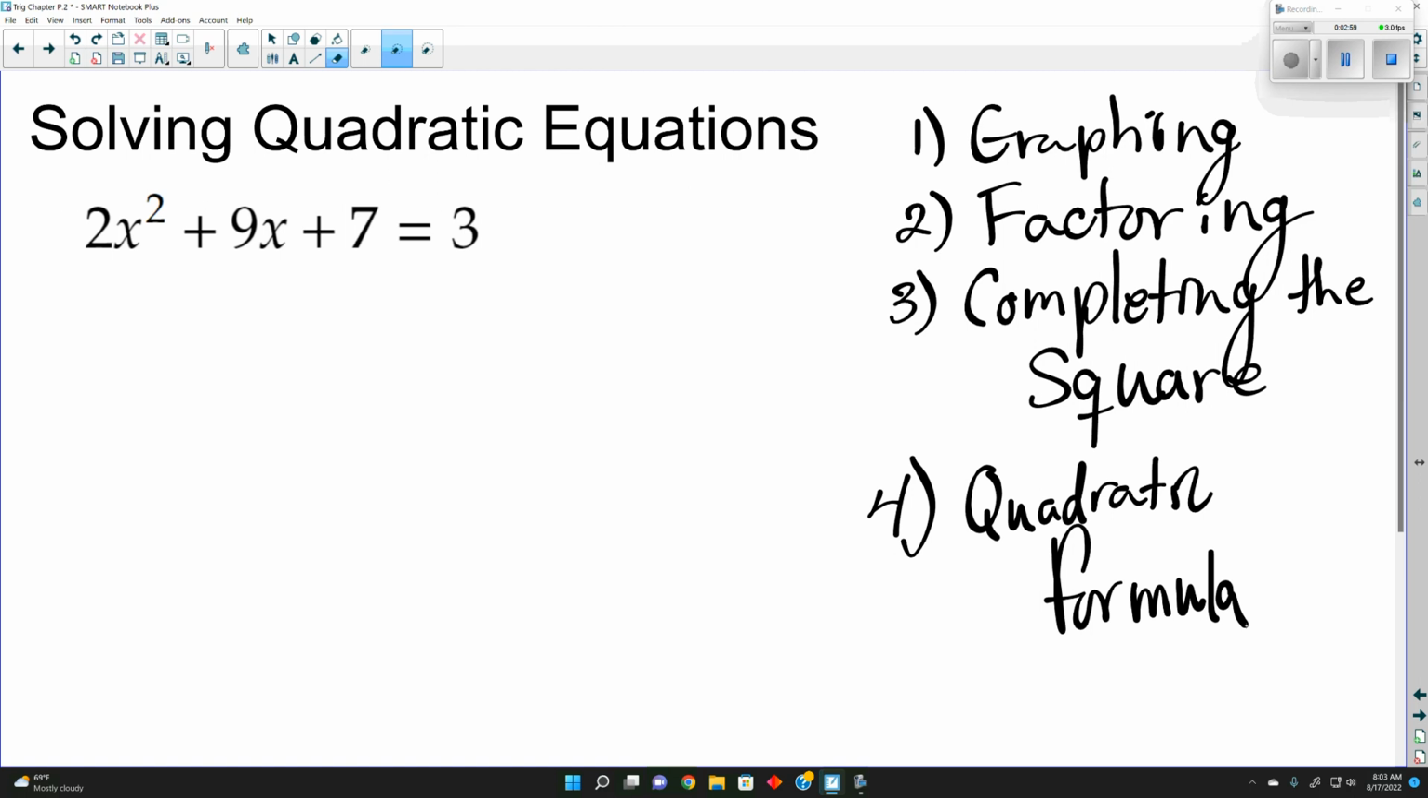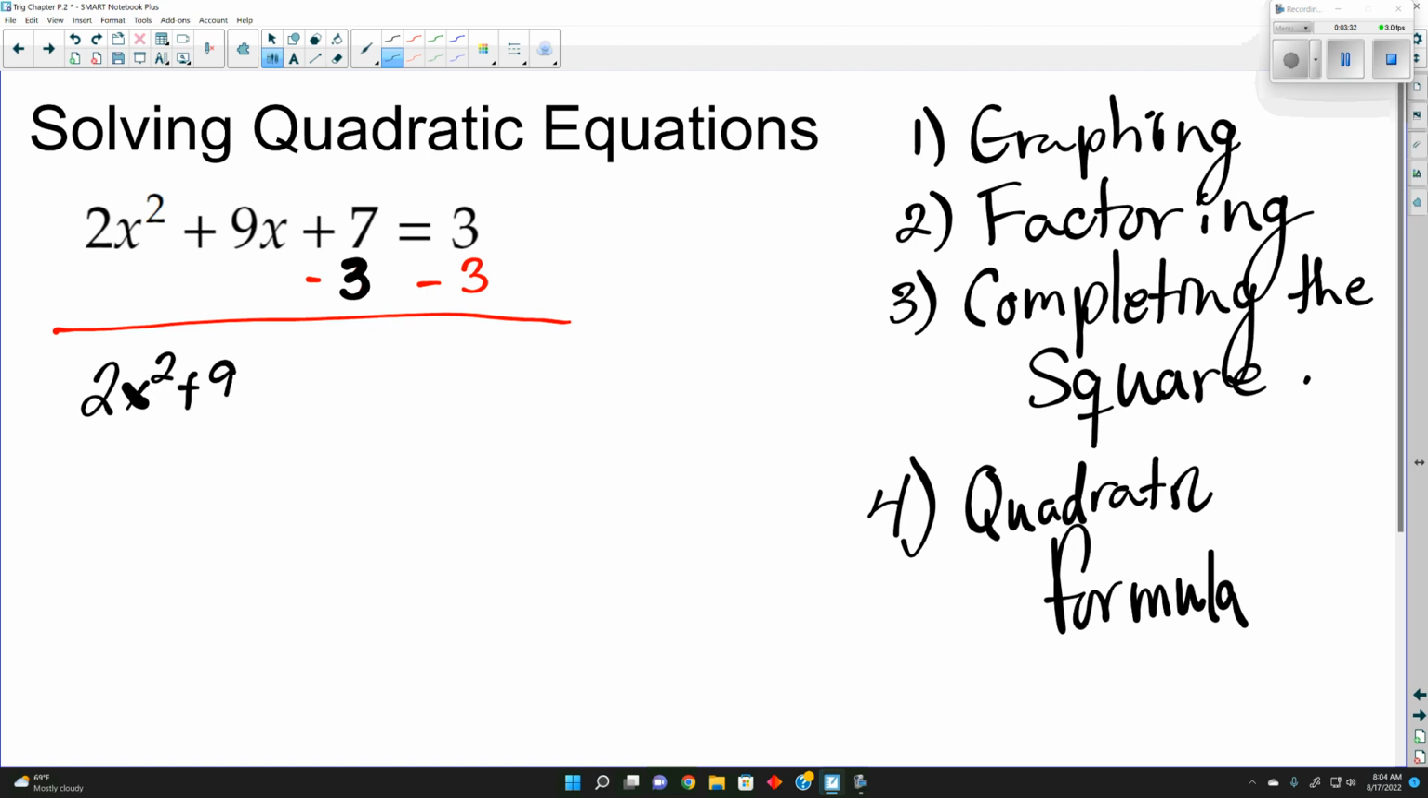Now, for almost all of these, except for completing the square, whenever we solve a quadratic, we need everything on the same side. So if we're going to solve this by any of these here, except for completing the square, we would need this equal to 0. So the first thing we can do is subtract 3 from both sides to get it equal to 0. Because we'll still have 2x squared plus 9x plus 4 is equal to 0.